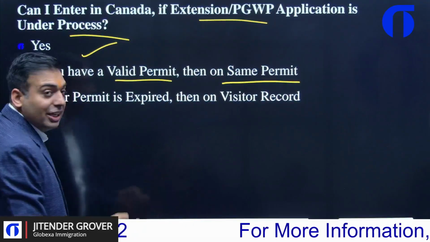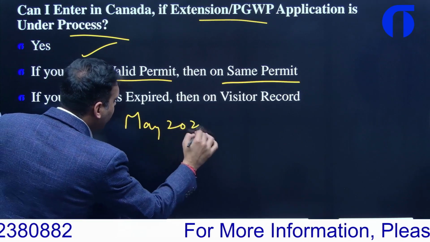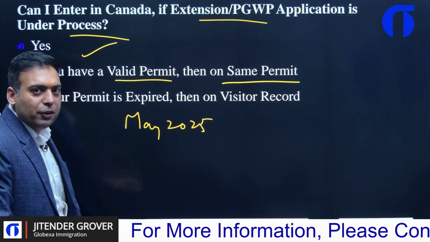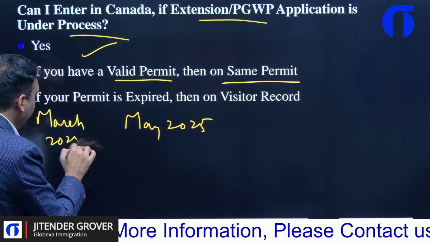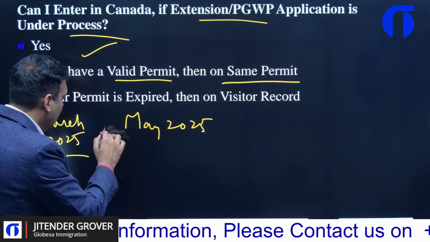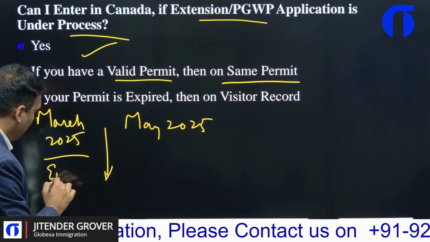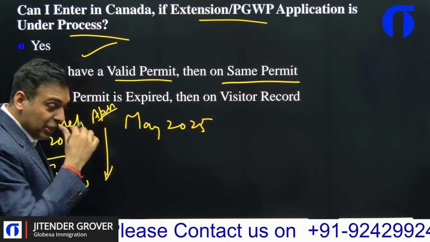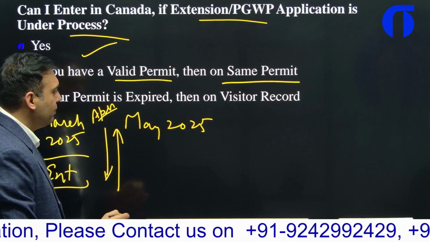So, if you applied for your study permit extension, your study permit is expiring in May 2025. But before the expiry of the study permit, you applied for the extension in March 2025 and now it is under processing. Then you left Canada. There were holidays in April and you left Canada and came to India, and your application is under processing because you applied for the extension in March. In April your application is under processing, you have left Canada, and you are coming back to Canada again in April 2025. So it's not a problem.